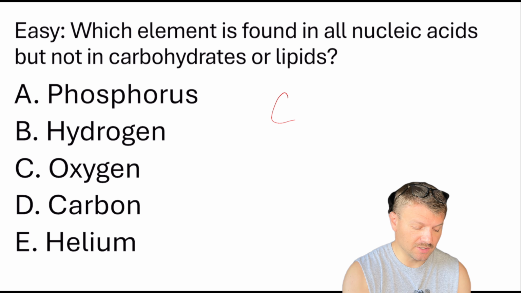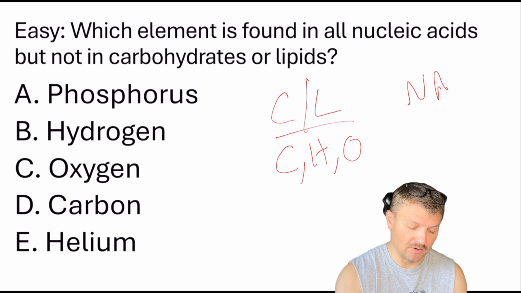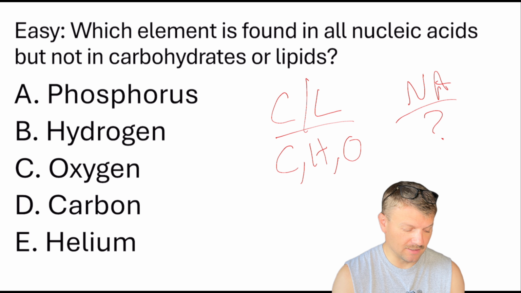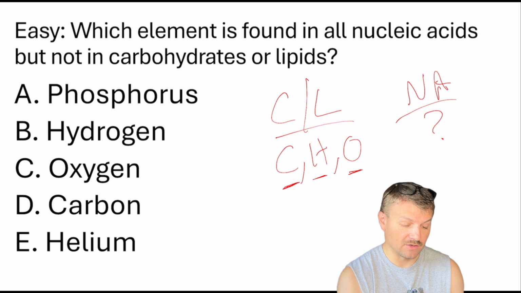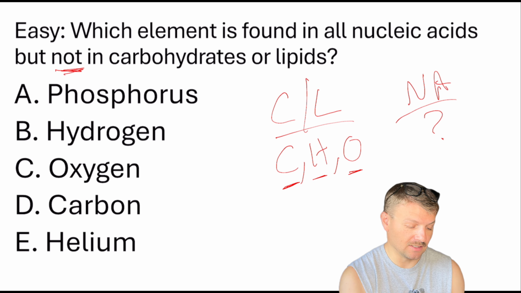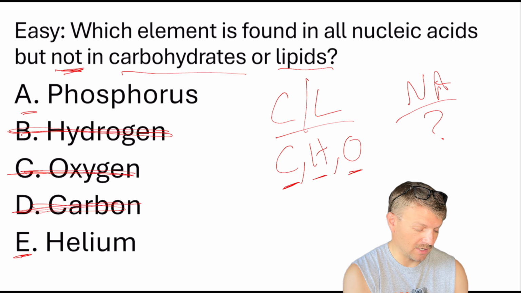So remember that carbohydrates and lipids are only going to have carbon, hydrogen, and oxygen. The nucleic acids that we're talking about have an extra element, but what is it? So we know for sure this answer can't be carbon, hydrogen, or oxygen, since this question is asking which of the elements is found in all nucleic acids but not in carbohydrates and lipids. So we can automatically cross out hydrogen, oxygen, and carbon. So now we're between helium and phosphorus.